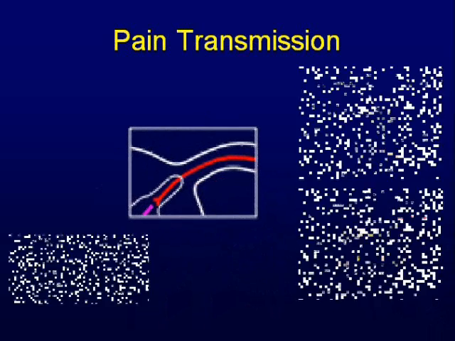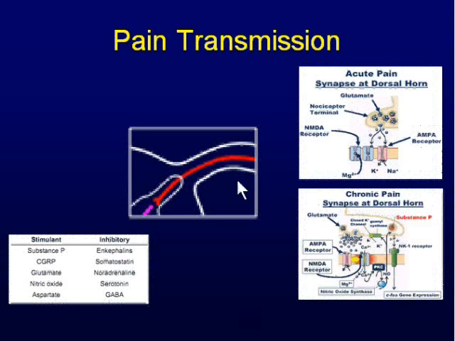Now, the modulation in the dorsal horn is key. It is at this point that you could have either an acute painful stimulus, which is normal, it's reflexive, or it could develop into a chronic pain stimulus. That is the pathophysiological pain. That is the pain that lingers. It's the clinical pain, if you will.